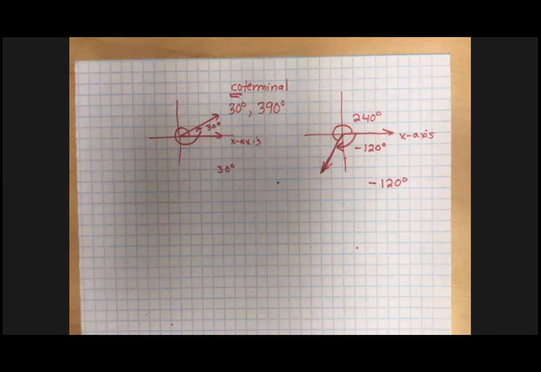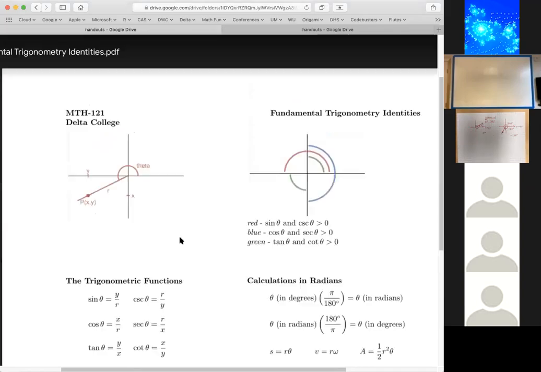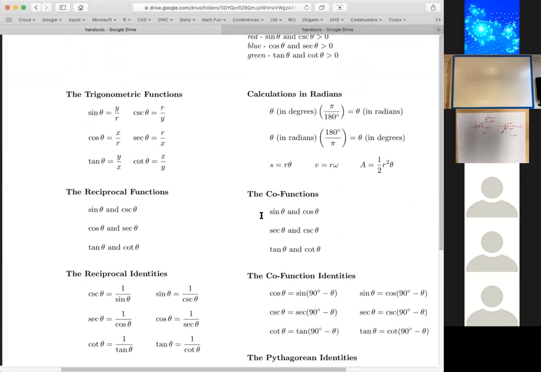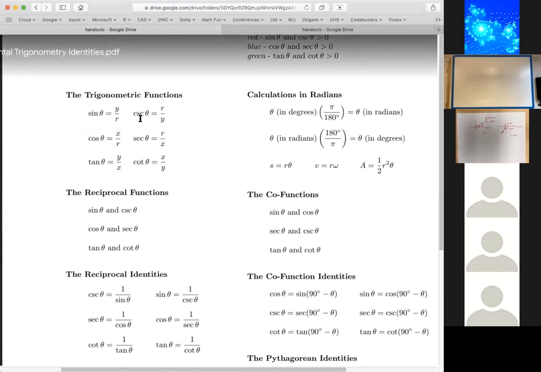I want to go back to that formula sheet though. On a test in a traditional class, you'd have this stapled to your test, and we have more formulas to go. These are just the beginning ones. Notice the sine and cosecant are related. Sine is y over r, cosecant is r over y. So what is cosecant? Cosecant is the reciprocal of sine. So that's why cosecant theta equals 1 over sine theta is called an identity, a relationship between cosecant and sine. That's called a reciprocal identity.